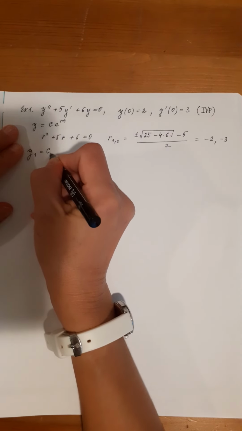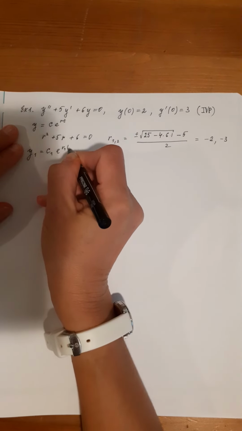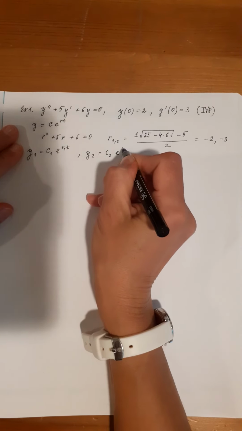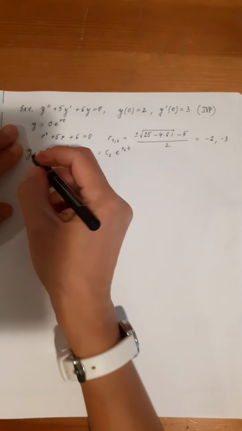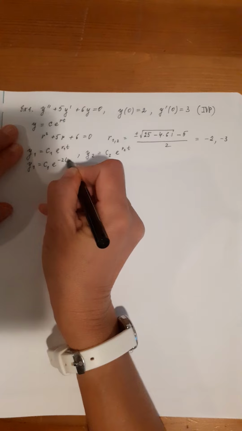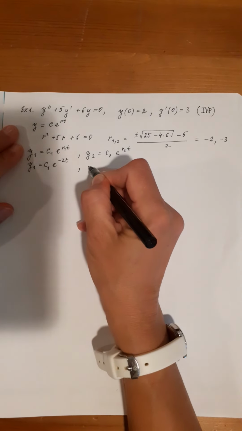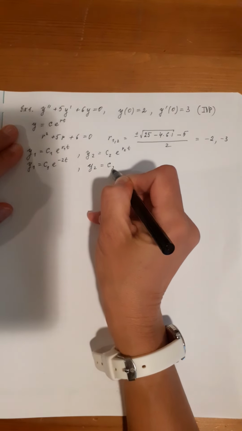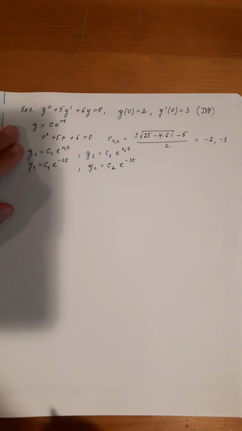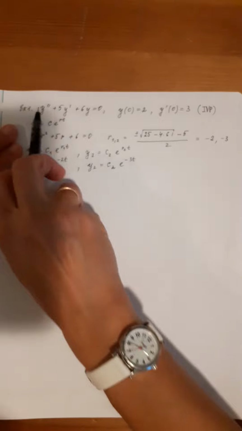Solution number 1, y1 equals c1 e to the power of r1 t, and solution number 2. For me, they are going to be y1 equals c1 e to the power of negative 2t and y2 equals c2 e to the power of negative 3t. Now the question is, which one should I choose? Both are going to satisfy the equation.